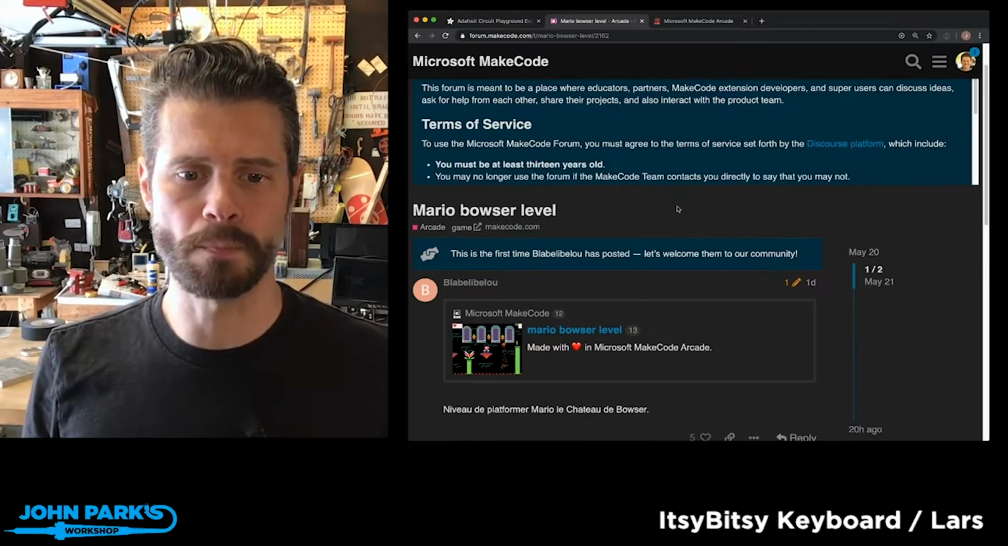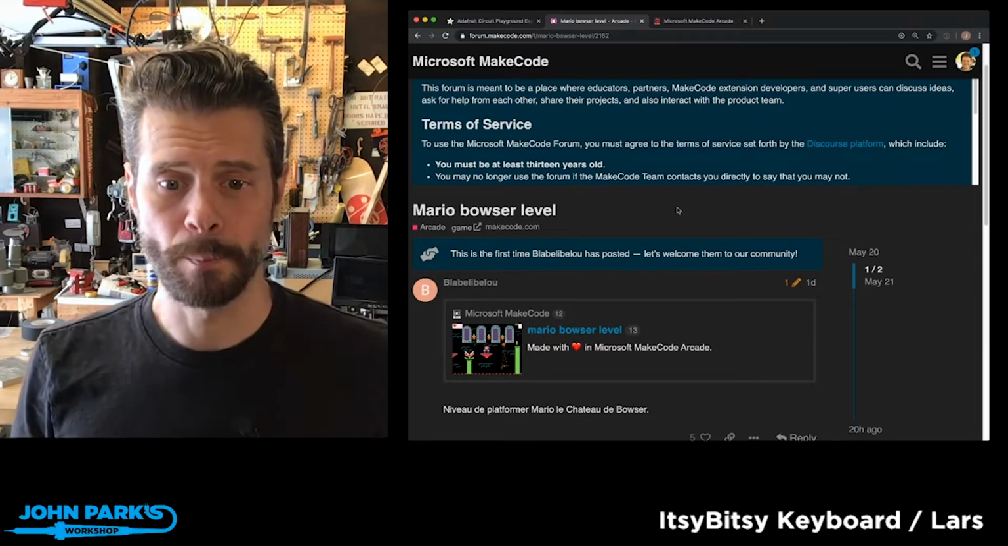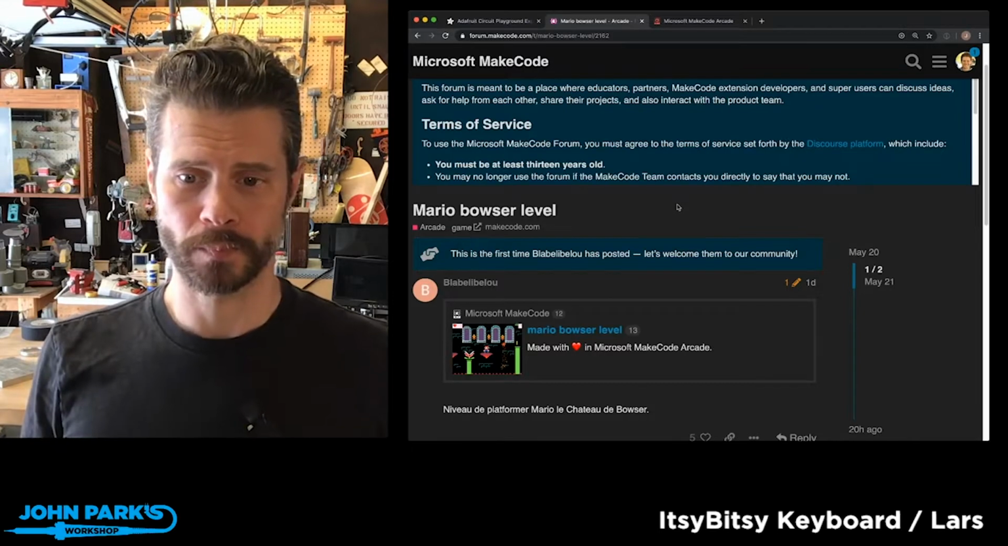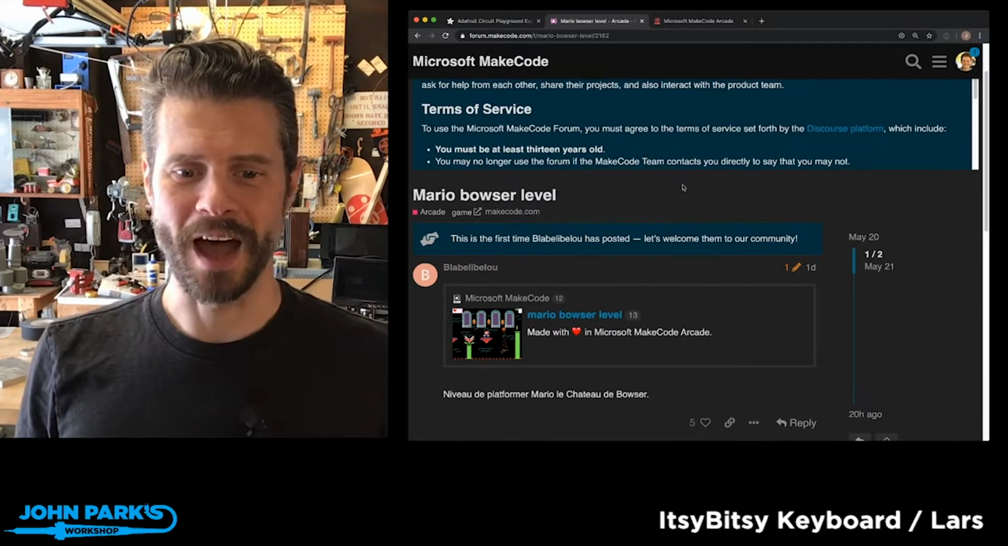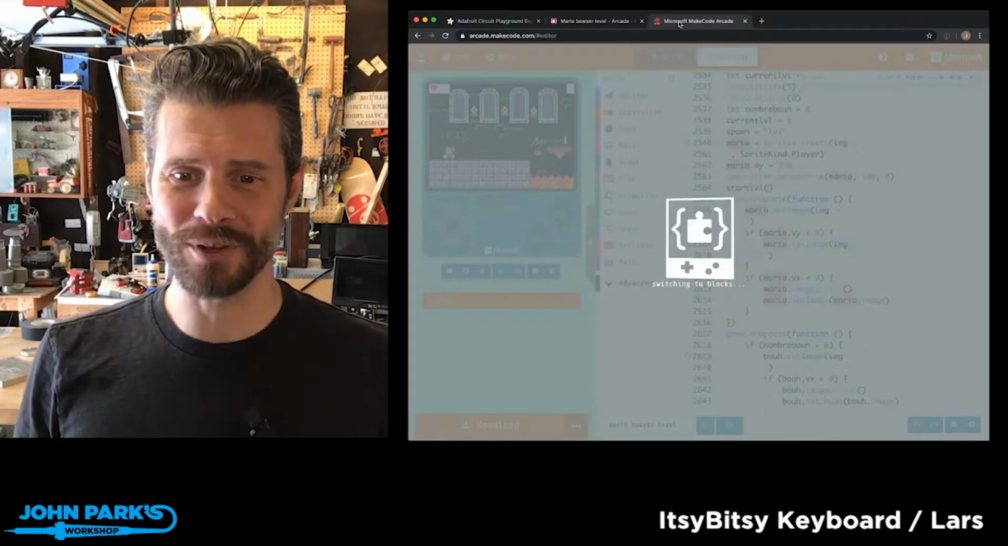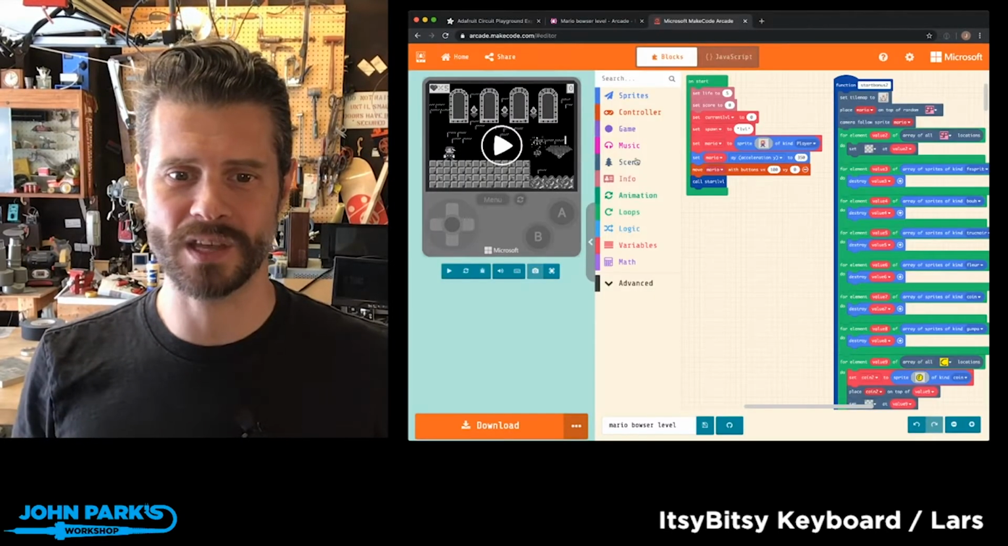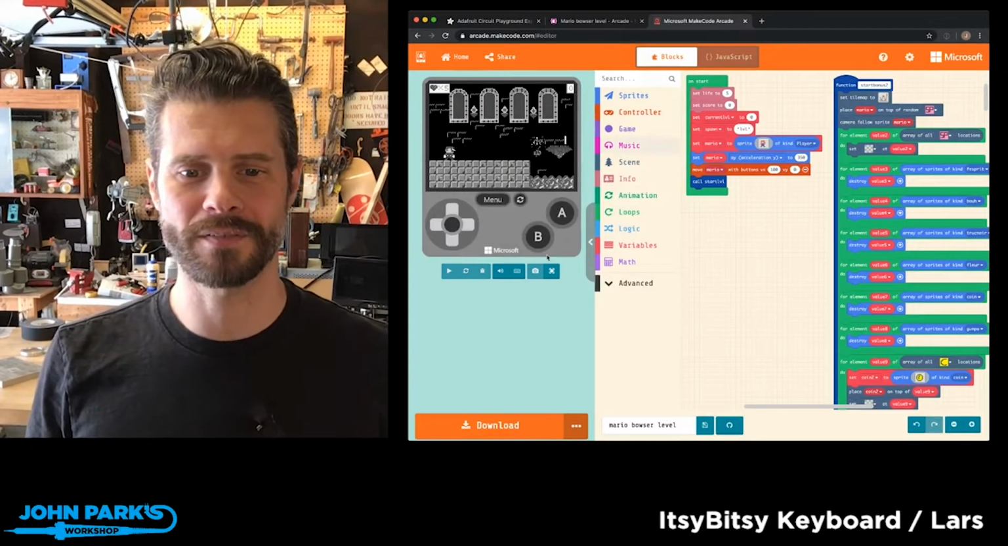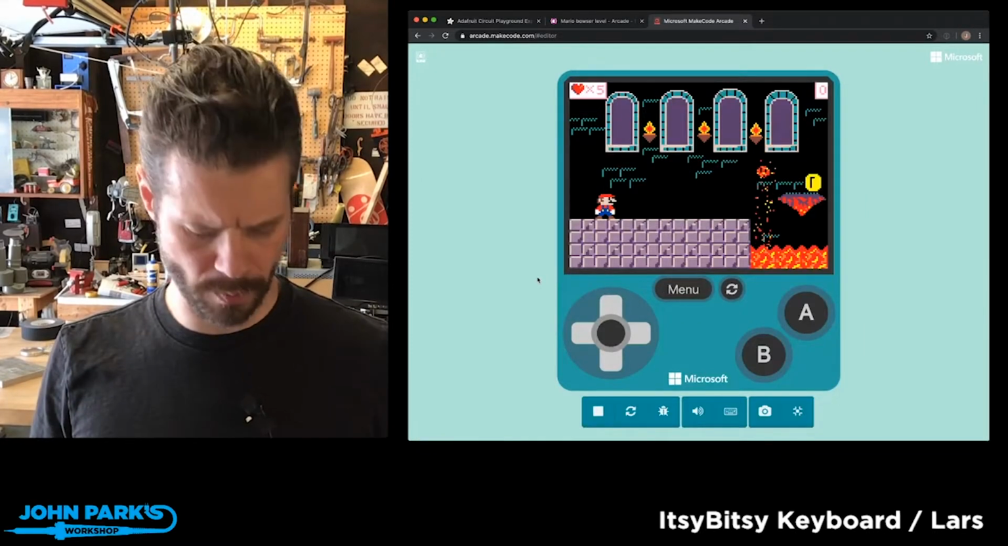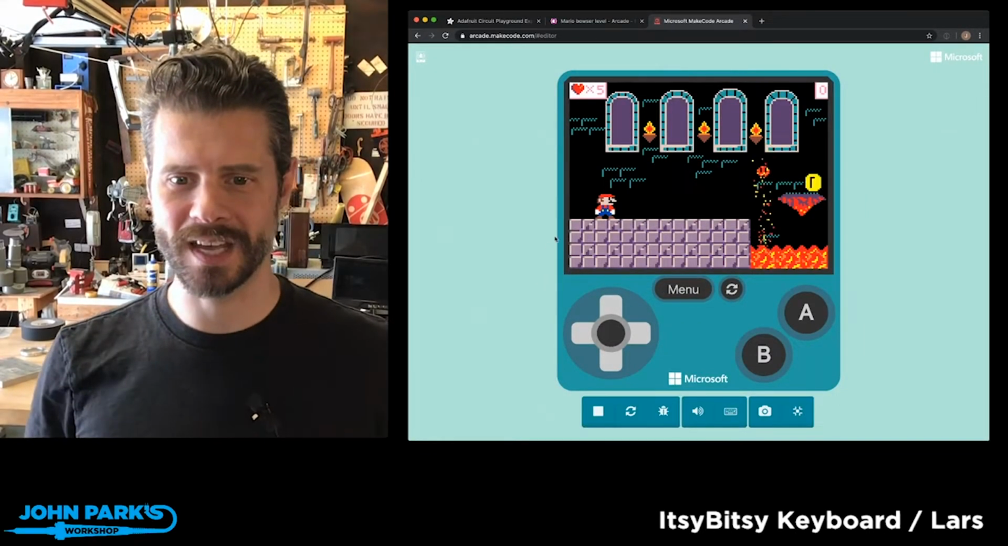My game pick of the week is Mario Bowser Level by Blabelibelou. I practiced that. The Mario Bowser level is, as you might have guessed, a recreation of a level of Super Mario Brothers, or one of the Super Mario Brothers games, inside of MakeCode.